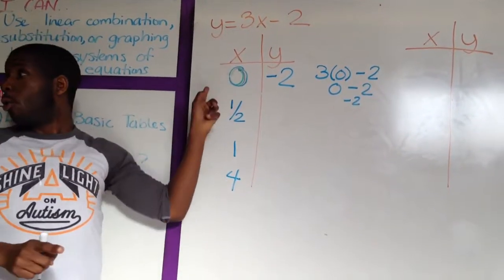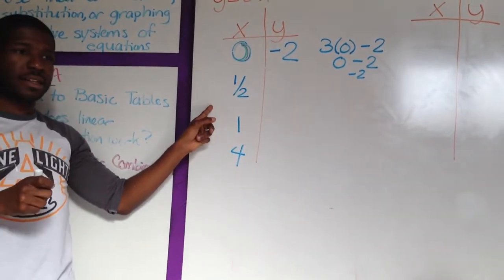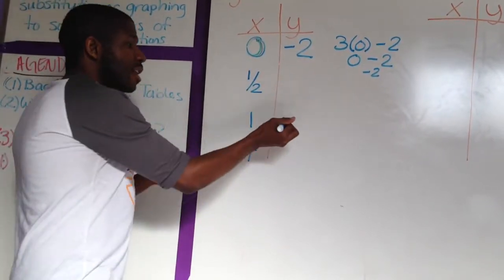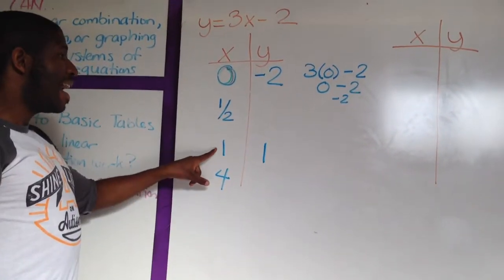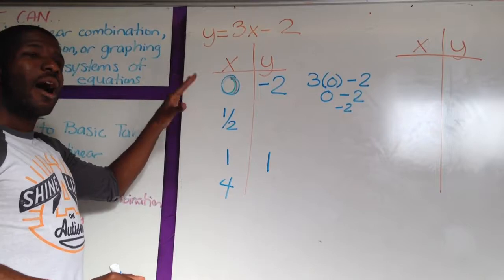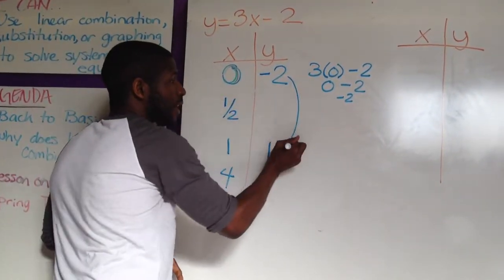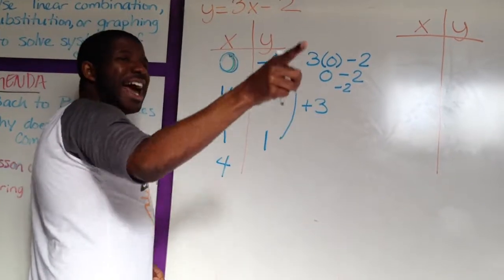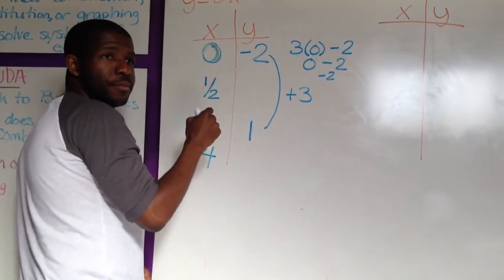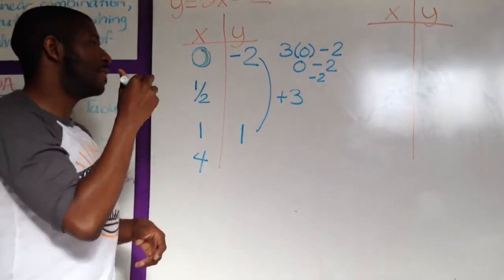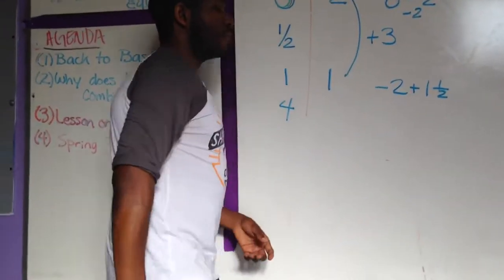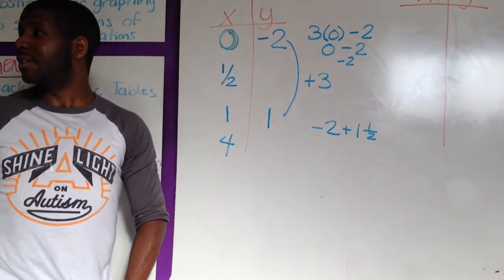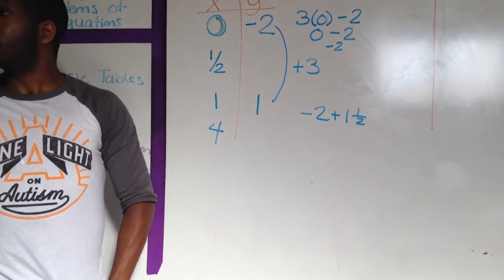Now, when I go to 1, what am I going to increase by, Alex? 3, my slope. So what is -2 plus 3? Positive 1. So I know this will be 1, 1. Now, if I want to do a half, what if I added 3 to get from 0 to 1? What would I add to get from 0 to 1/2? 1.5. Good. What is -2 plus 1.5? Jonathan?